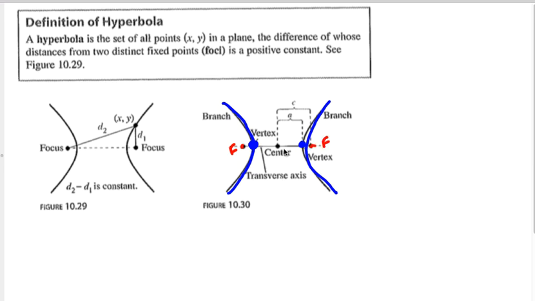There's a center, and the distance from the center to the focus is called C, as we've seen before, right? And the distance from the center to the vertex is called A. We'll talk about how we use the B in a minute. This thing is called the transverse axis. Let's walk through writing some of these equations.